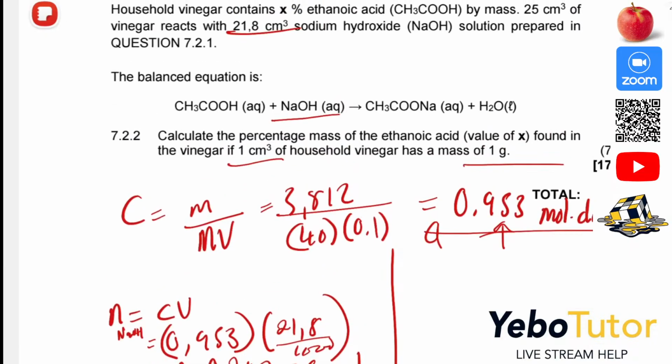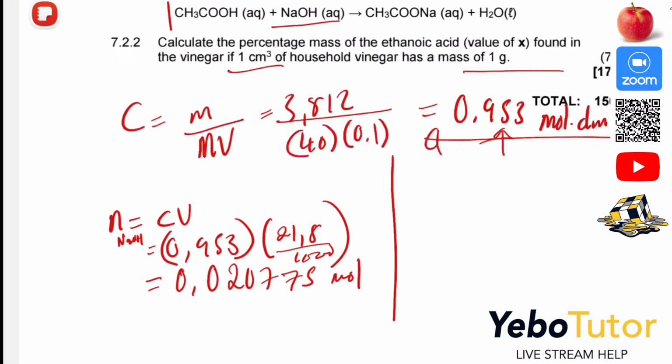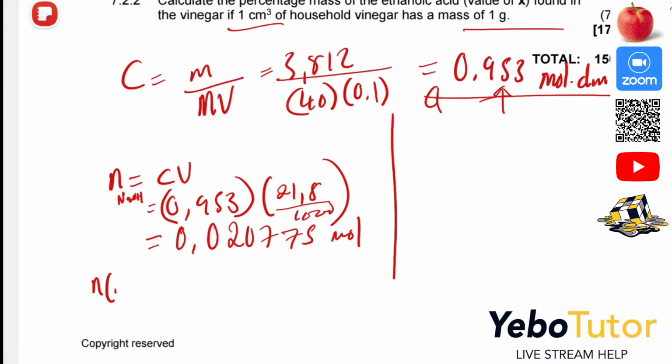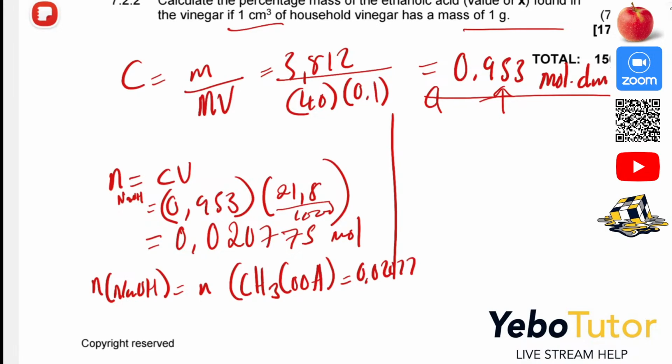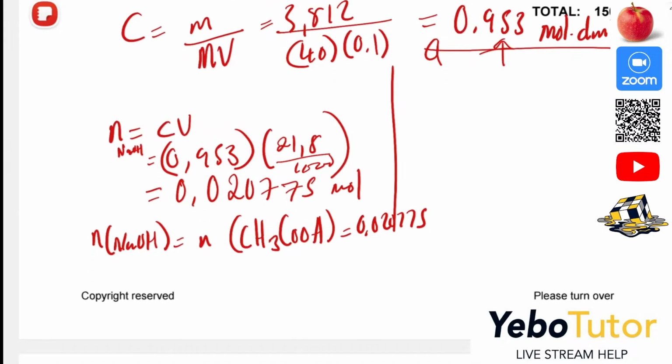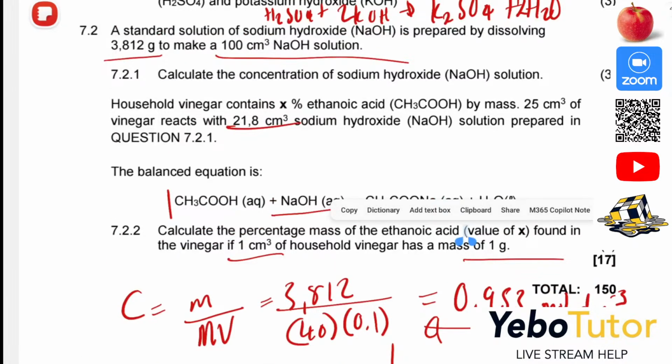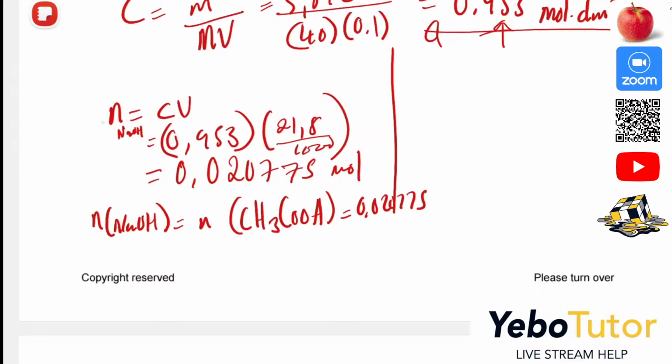Okay, now that you have the number of moles, we can see that the number of moles of this and this are literally equal to each other. It's 1:1. So this means that the number of moles of NaOH is also the same as the number of moles of CH3COOH, which is just equal to 0.020775. Then from that point we can calculate the concentration for the other one, because we already have been given the volume to be 25 centimeter cubed.